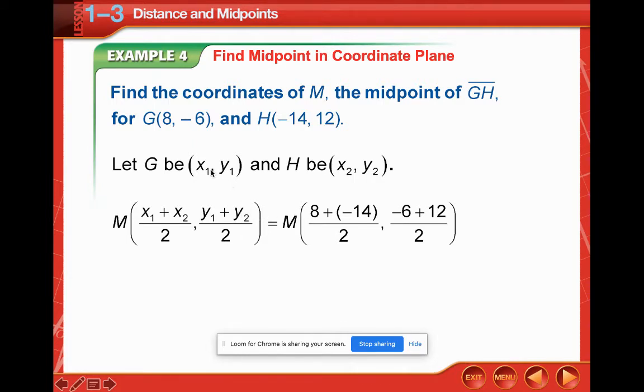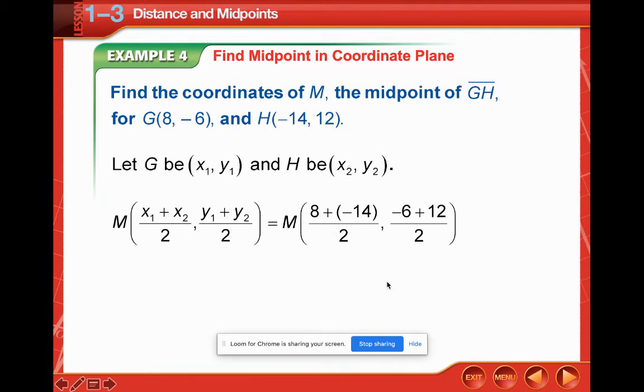Like I said, x1 is 8, so 8 is in the x1 spot. x2 is -14, so -14 is in the x2 spot. The y1 spot is -6, and the y2 spot is 12. All over 2. Now you solve this.